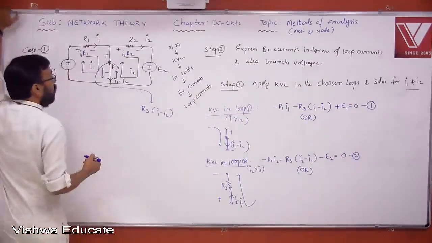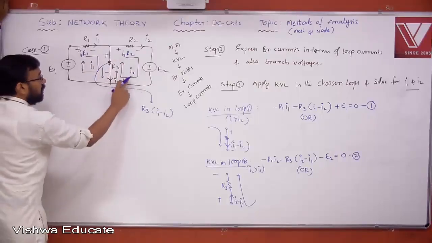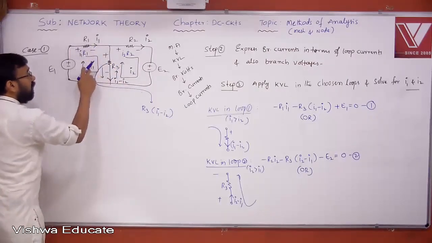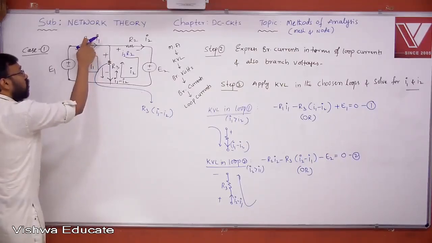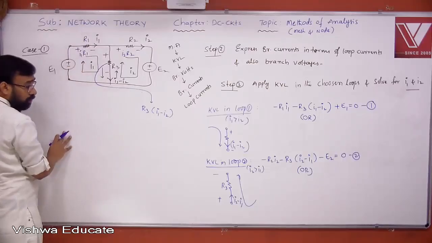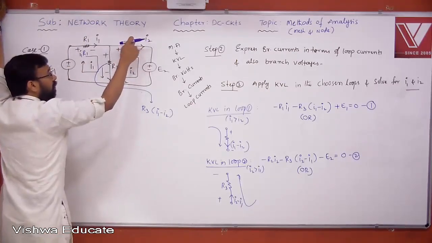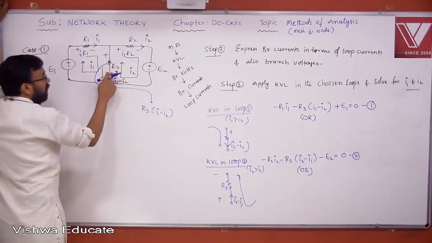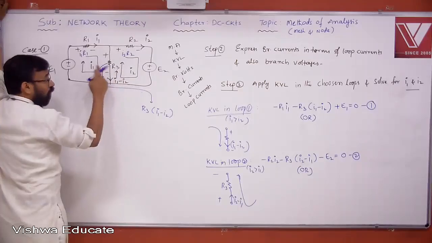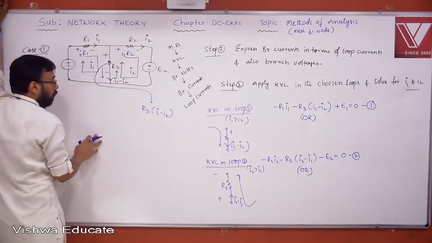Look at this, all of you. What is the step-by-step approach we followed? First, we represented loop currents. Then we found branch currents in terms of the loop currents. This branch current is the same as the loop current. Why? Because this element belongs to only the first loop. Here, the branch current is the same as the loop current because this element belongs to only the second loop. What is the branch current here? It is the resultant of both loop currents, because this element belongs to both the first loop as well as the second loop. Understand all of you?